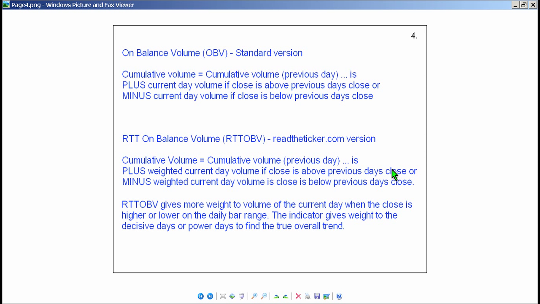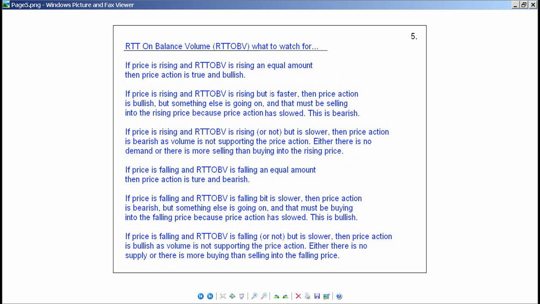added to it the current day's volume, but weighted according to how high or low the close of the day is. RTT on balance volume gives more weight to the volume of the current day when the close is higher or lower on the daily bar range. The indicator gives weight to the decisive days, or the power days, to find the true overall trend.